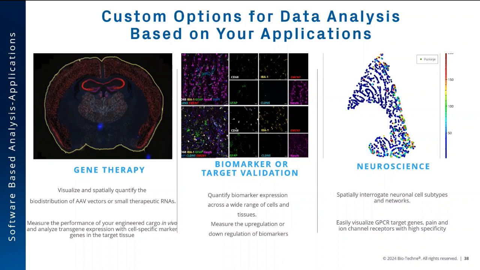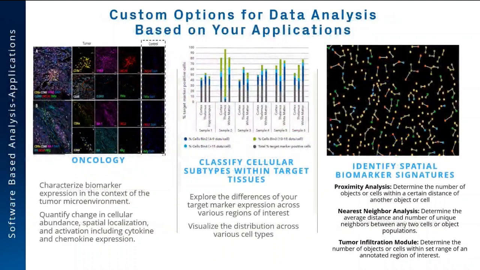In neuroscience, it can be used to spatially interrogate neuronal cell subtypes and networks. In oncology, we can characterize the biomarker expression in the context of tumor microenvironment. It's also useful to quantify the change in cellular abundance, spatial localization, and activation, including the cytokine and chemokine expression. If you are looking to classify cellular subtypes within the target tissue, quantitative image analysis can be really useful. We also have additional spatial modules, including the proximity analysis, nearest neighbor analysis, and the tumor infiltration module, which can be used in specific projects to go beyond the usual data exploration.